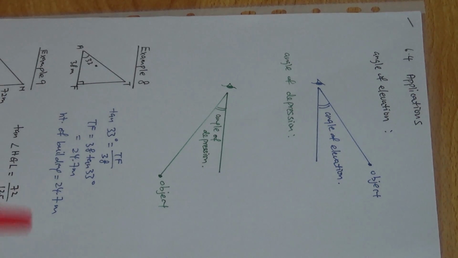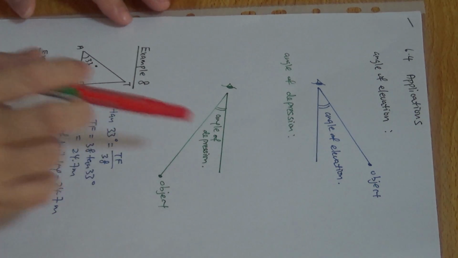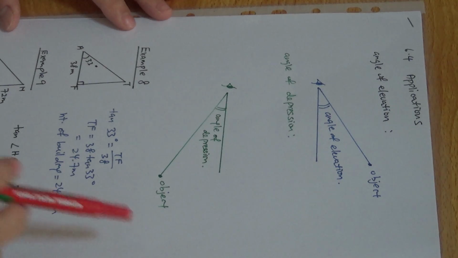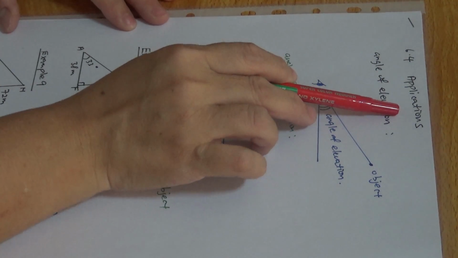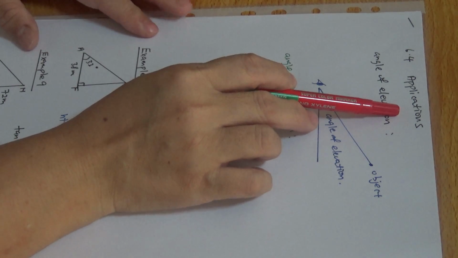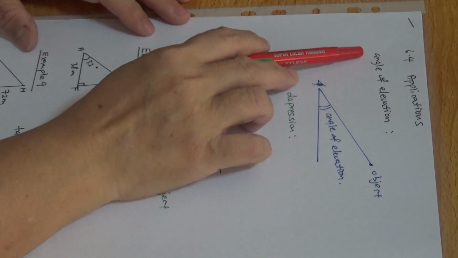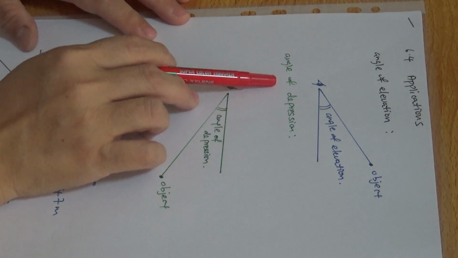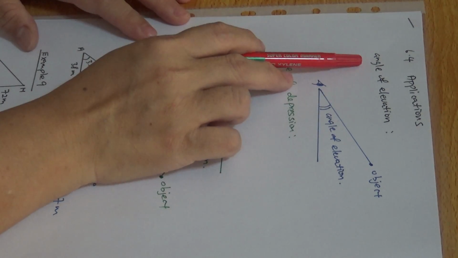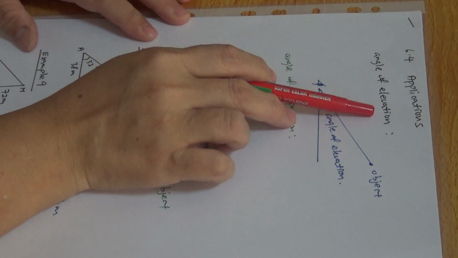Good morning, class. Today we are going on to section 6.4, which is the applications of trigonometric ratios. Now there are two concepts that I need to tell you first. First is called the angle of elevation and the angle of depression. Now what do you mean by the angle of elevation?